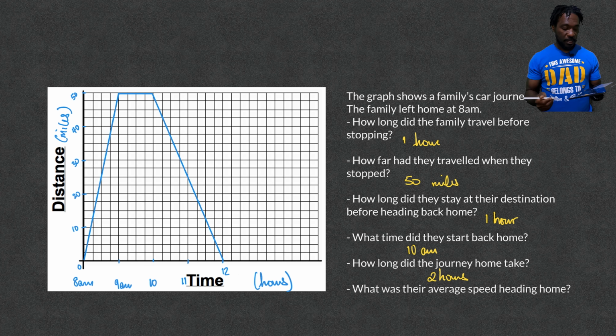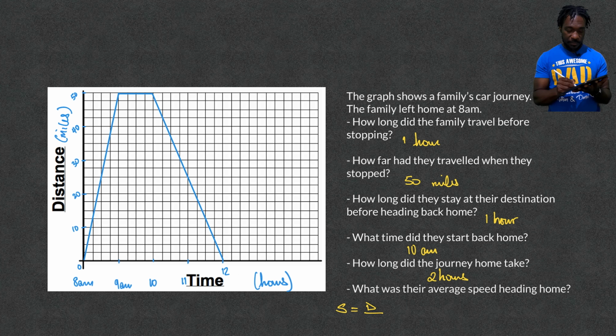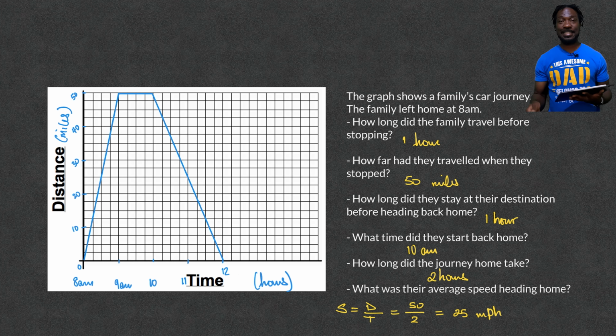And finally, what was their average speed on the journey home? All right, so what was the average speed heading home? Now, as I've referred back to that last video, we know that average speed is distance divided by time. The distance that they traveled to get back home is 50 miles because they had to go all the way down. The time it took them was 2 hours, so their average speed on the way home is 25 miles per hour. Just put mph, miles per hour, and that is the end of that.